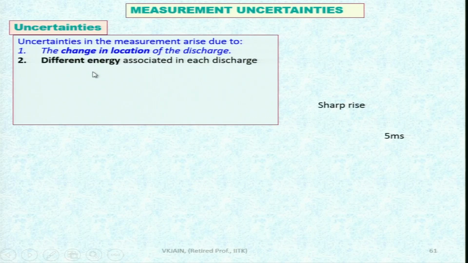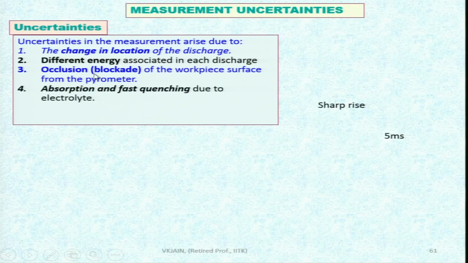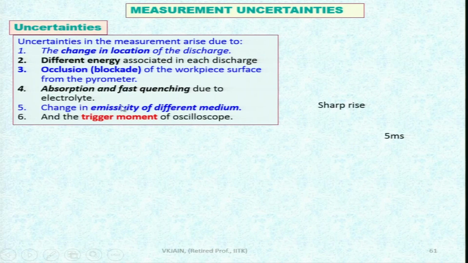Different energy associated with each discharge, blockade of the workpiece surface from the pyrometer, absorption and fast quenching due to the electrolyte, because heat is absorbed and the electrolyte is there, so quenching is also taking place. This also affects the temperature measurements. And change in emissivity of different media, because with temperature the emissivity of the medium changes, hence that also affects the temperature measurement. And the trigger movement of the oscilloscope.